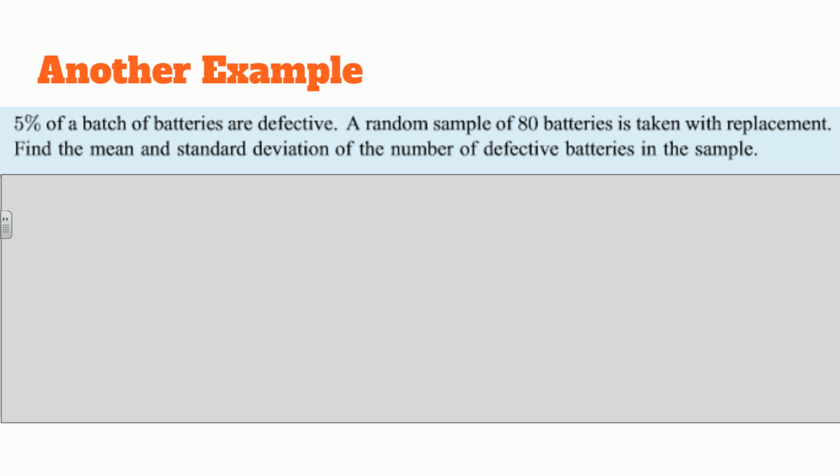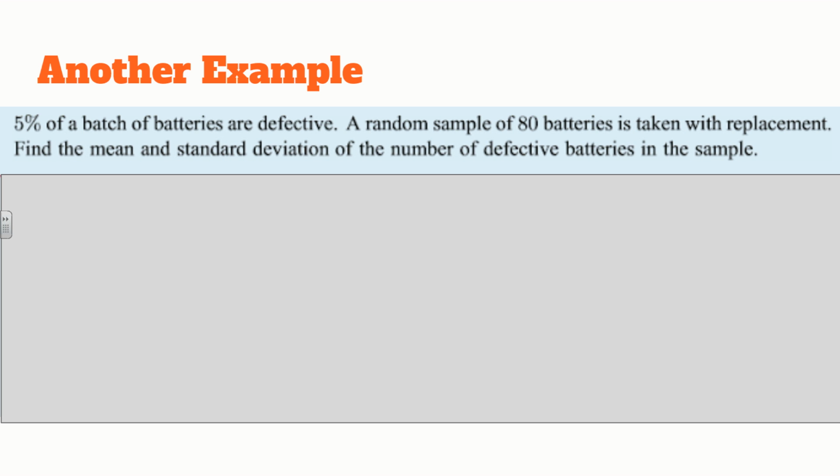Another example says 5% of a batch of batteries are defective. A random sample of 80 batteries is taken with replacement. So we're putting them back in. Therefore, we have independence there, so that condition of a binomial distribution is met. Find the mean and standard deviation of the number of defective batteries in the sample.